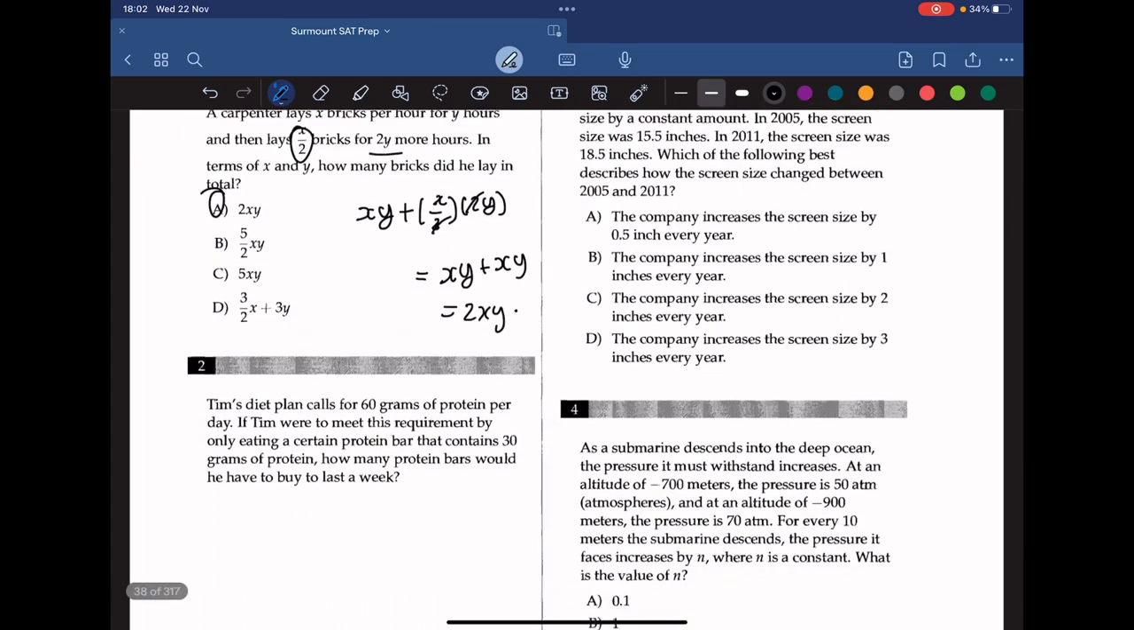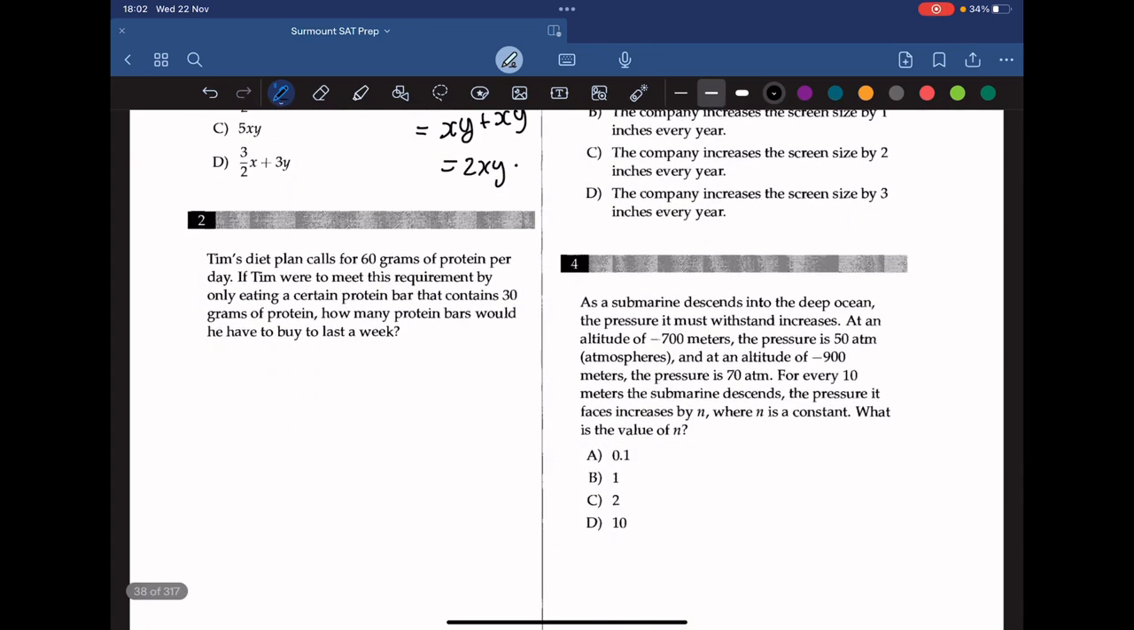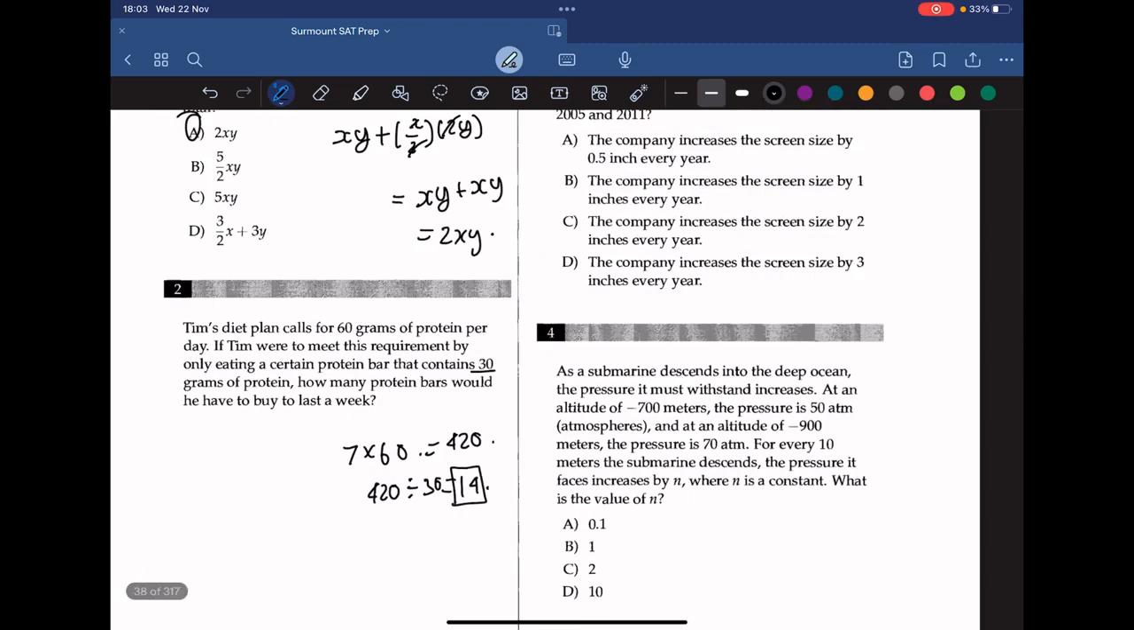Tim's diet plan calls for 60 grams of protein per day. If Tim were to meet this requirement by only eating a certain protein bar that contains 30 grams of protein, how many protein bars would he have to buy to last a week? So this is a simple question. For 1 week, Tim's diet would require a protein intake of 7 times 60 because there's 7 days in a week, which is 420 grams. And since the protein bar contains 30 grams each, we can divide the 420 by 30, which would give us 14. So the correct answer is 14 protein bars per week.